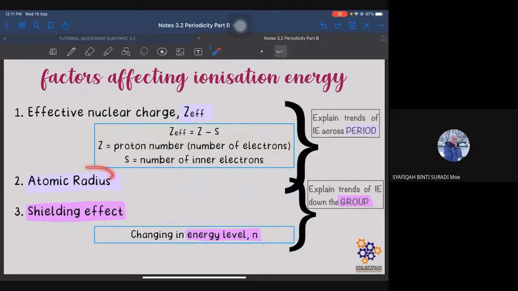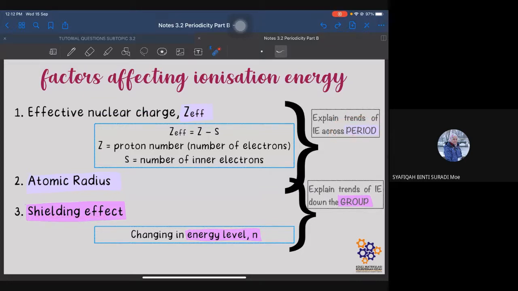Okay, so atomic radius punya factor ni dia actually explain trends untuk kedua-dua lah, period dan juga group. Okay, if you see saya buat bracket ni, the overlap lah untuk atomic radius ni. Okay, sebab atomic radius punya factor dia explain the trends across the period dan juga down the group. Okay, but for effective nuclear charge, dia only explain trends of IE across the period dan juga shielding effect.